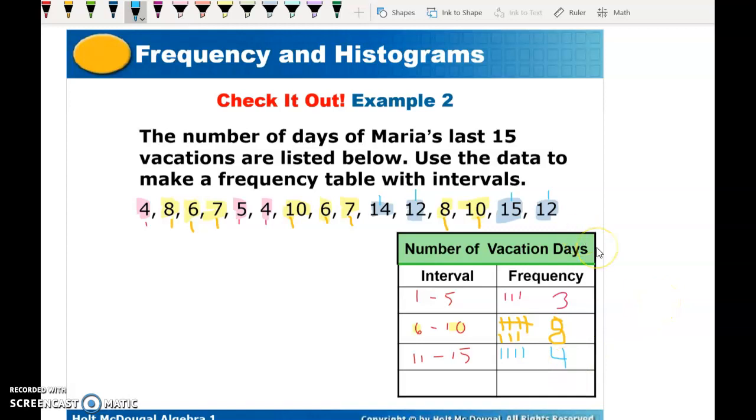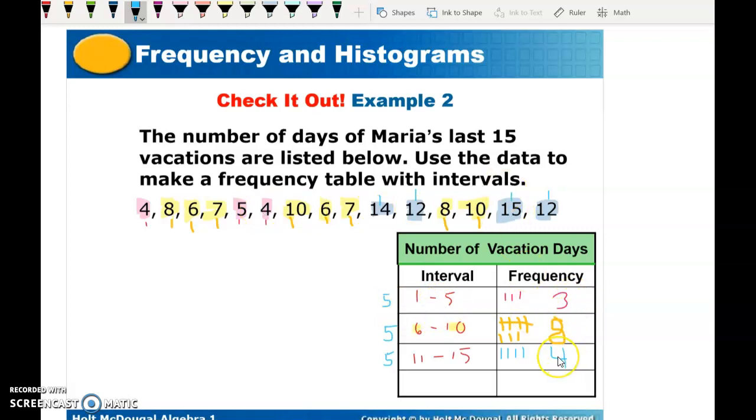Now, your frequency table may look a little bit different than mine, and that's totally okay, just as long as each interval is the same length. So from 1 to 5, the width is 5. From 6 to 10, the width is 5. And from 11 to 15, the width is 5. So as long as they're all the same width from the left side to the right side, then your interval is fine.